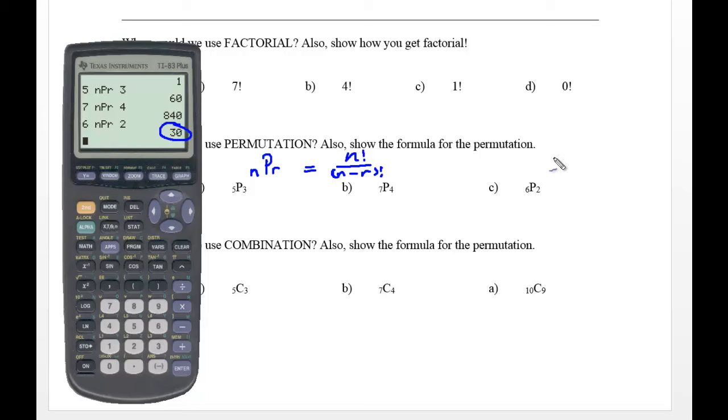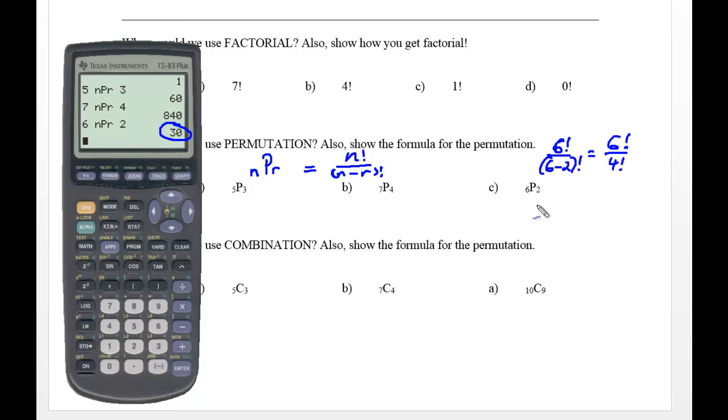If you were to do this by hand, to pick out of 6 items, 2 of them in a specific order, I would start off with my numerator, which is going to be my n, and my n is going to be 6 factorial. And my denominator is going to be 6 minus 2 factorial, or the same thing as 6 factorial over 4 factorial.